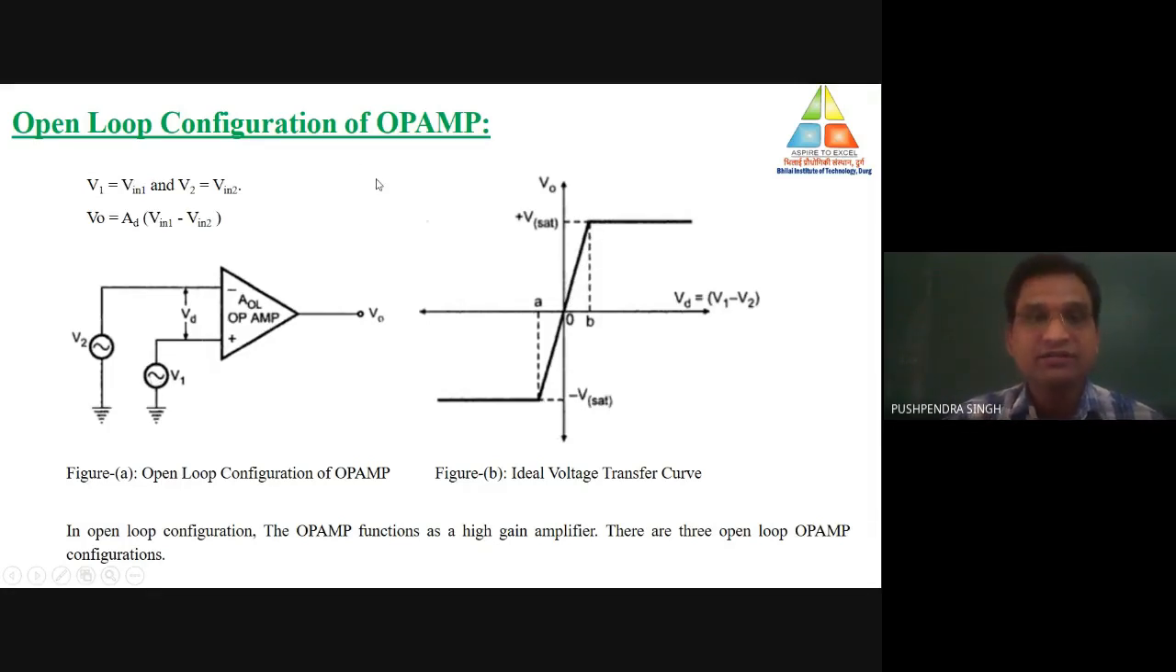So what is the conclusion from here? Due to the high value of the gain, either we are working in positive saturation or we are working in negative saturation. That means for working in linear region, the value of this gain should be low. That means if we want to work in linear region, we need to reduce the value of gain.